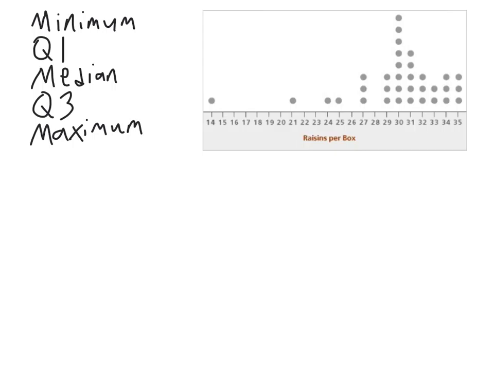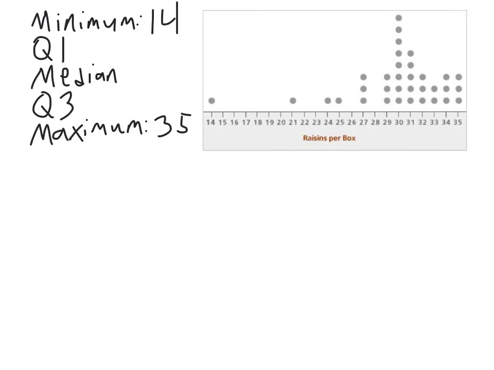Now let's go ahead and fill these in. Well, the easiest to find are the minimum and the maximum. The minimum, the smallest number, 14. The maximum, the largest number, 35. Now the other 3 are a little bit more difficult to find. You know how to find the median.